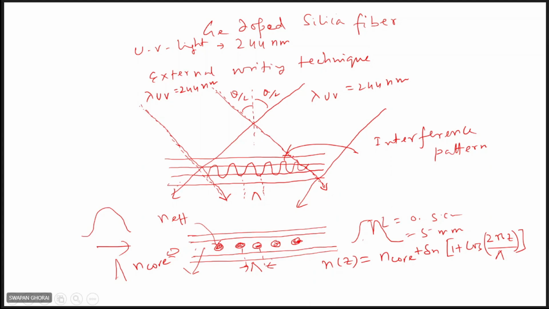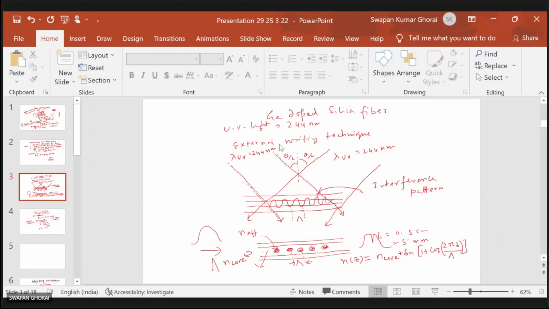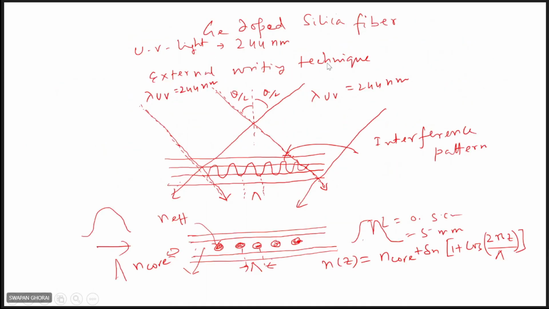Germanium doped silica fiber is used here, and ultraviolet light is used, for which the wavelength is 244 nanometer. So here you see how the grating is written within the fiber. This is the germanium doped fiber core. In the core, germanium doping is here.